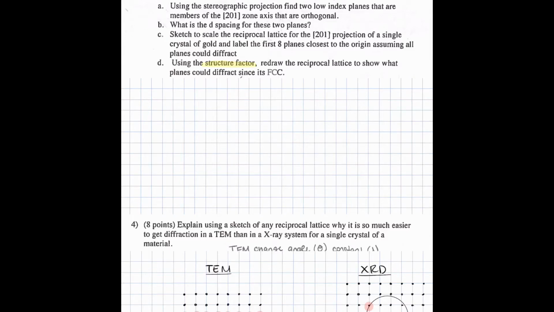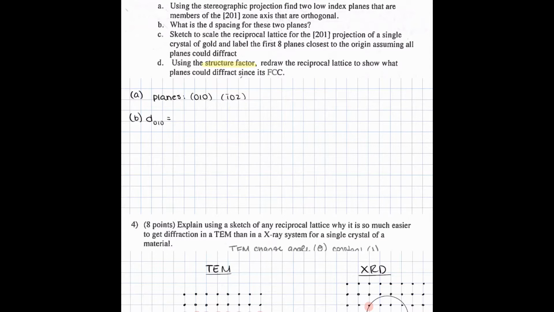So this is problem 3 from the Jones final exam, and we're going to just start off with part A that says find the planes of a particular zone that are perpendicular to one another. So you can do this in the old video, but right here the two planes end up being 010 and bar 102. And you could pick other planes. Maybe there are other planes that are perpendicular to each other, but these are two that work.